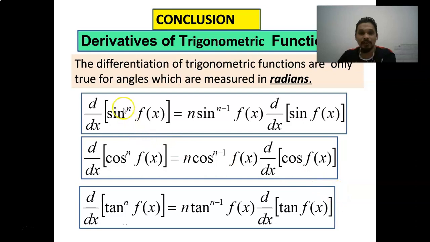So we got three things that we need to consider here. First is the index or the power of the trigonometric function. This will be the first priority. Then next, we differentiate the trigonometric function. Then we differentiate the function of f(x), one by one.